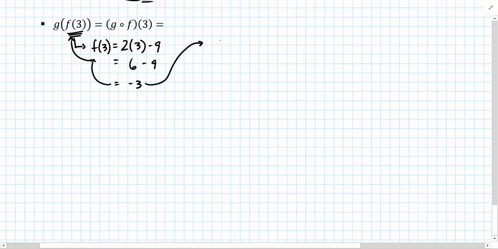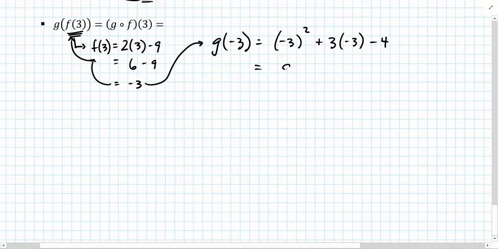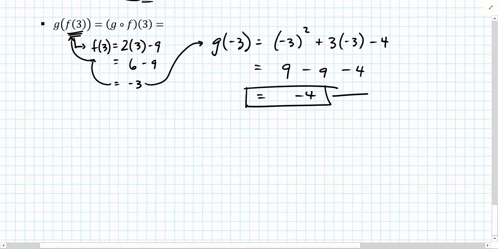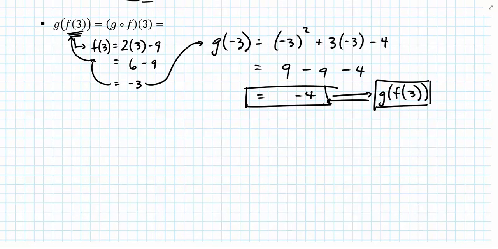So now I'll work backwards and take this negative 3 and put it inside of the g function. So negative 3 squared plus 3 times negative 3 minus 4 is equal to 9 minus 9 minus 4, which is equal to negative 4. The function g evaluated at negative 3 is equal to negative 4, that's the same as us saying g of f of 3, or the function g composed with the function f at 3 is also equal to negative 4. And we'll talk more about these in class tomorrow, and feel free to ask me questions about them.